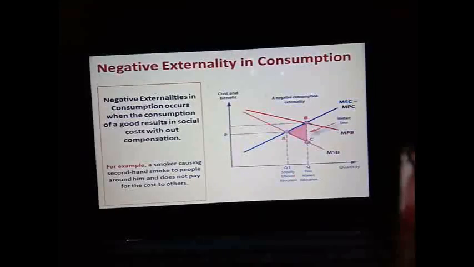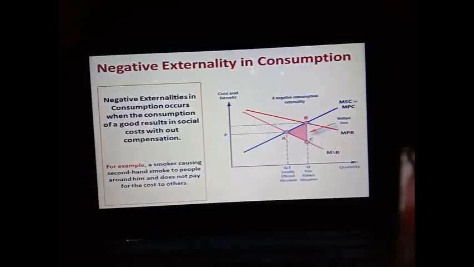Now there is negative externality in consumption. Negative externalities in consumption occur when the consumption of a good results in social cost without compensation. So in our consumption activities, when we impose some cost on society, or create some damage on society, and for that damage we do not make any compensation, then we are generating negative externalities. Let us take an example. When a smoker causes secondhand smoke to people around him, and does not pay for the cost to others, then that person is generating negative externality in his consumption process.